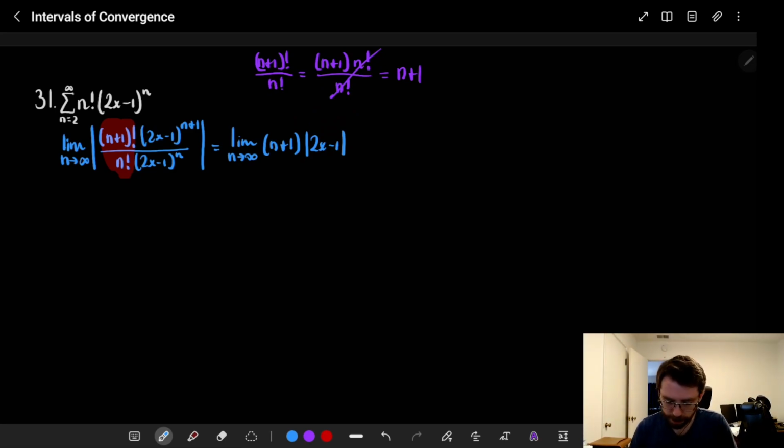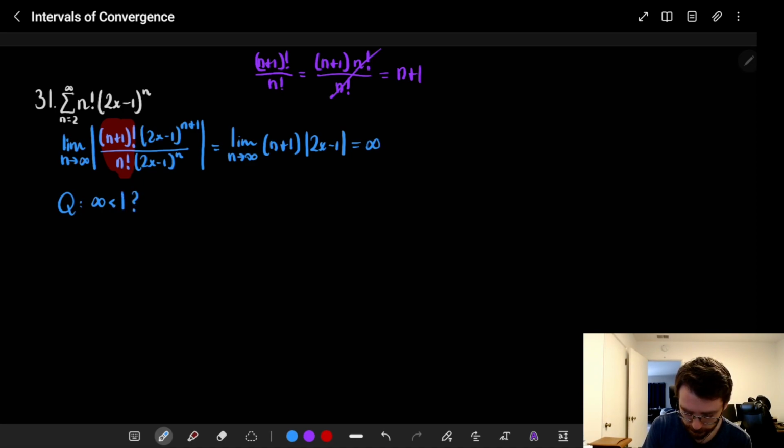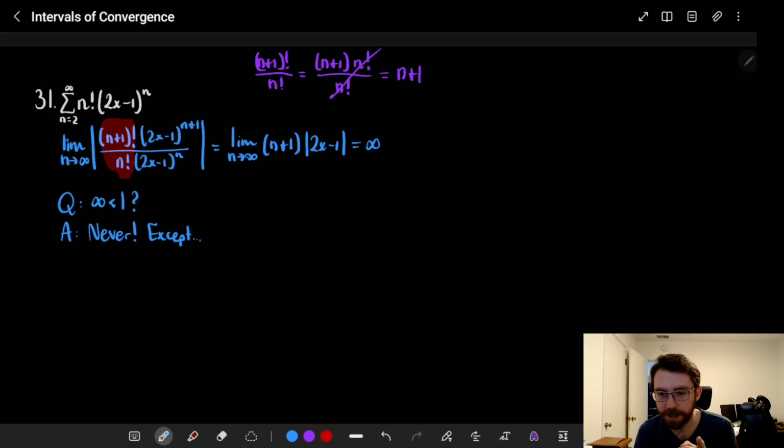So let's put that here. What is this limit? Again, don't worry too much about the x. We're only thinking about n changing. Well, the limit as n goes to infinity of n plus 1 is infinity. So, question. When is infinity less than 1? Answer, never, of course. But there's a slight hiccup. Very slight hiccup. This one's easy to miss.